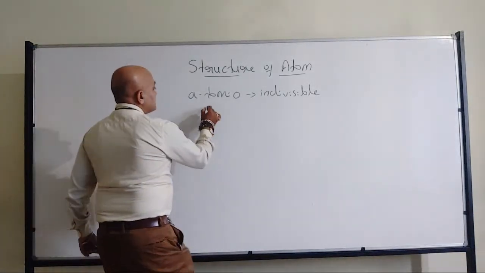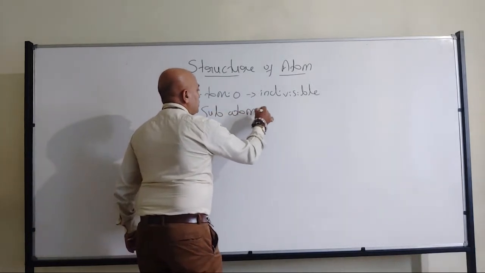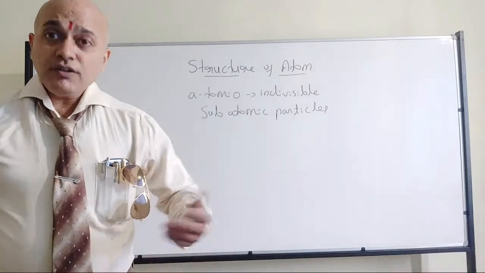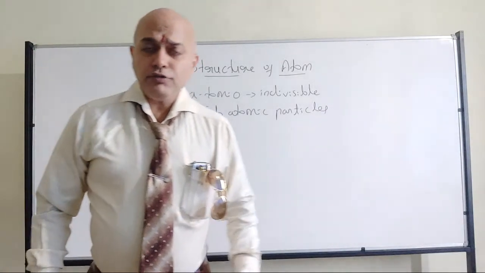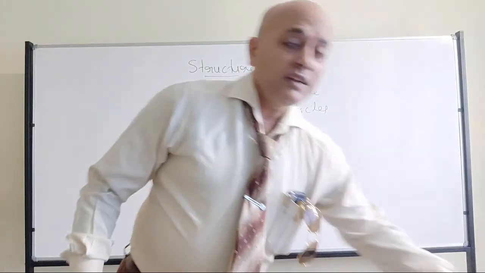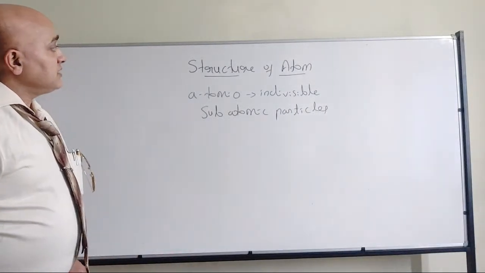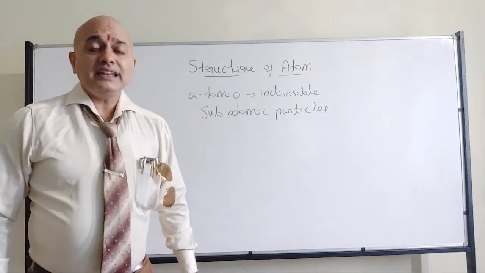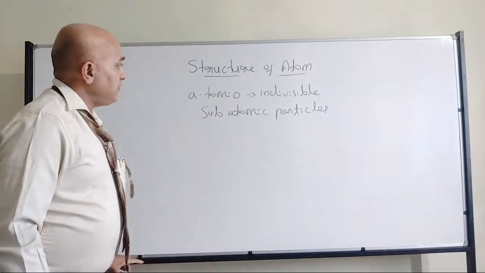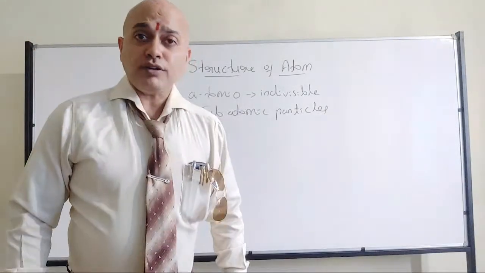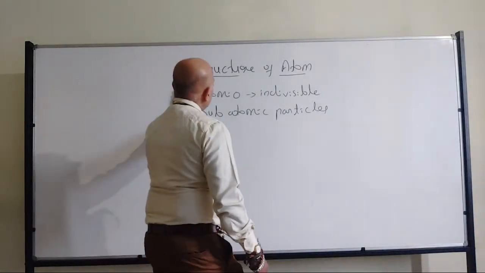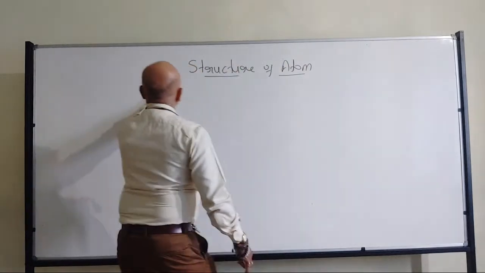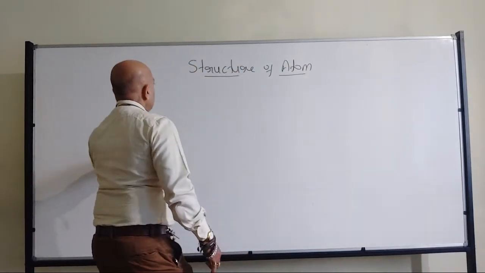Atoms have subatomic particles, which we know can be protons, neutrons, or electrons. Further, people have found even smaller particles than electrons and protons, but anyway we will not go into that. For our purposes, the idea of indivisible may not be reality, because atoms can have electrons, protons, and neutrons. So how these subatomic particles are arranged and how they have their properties, these are the things we are going to discuss in this topic, structure of atom.